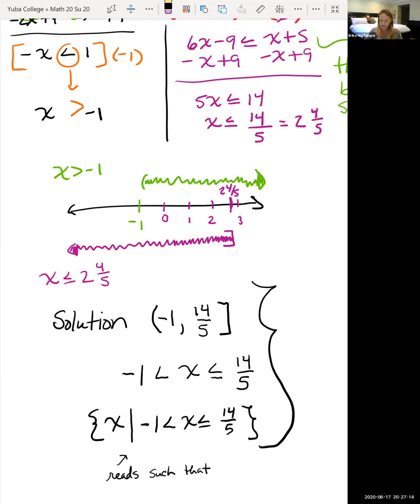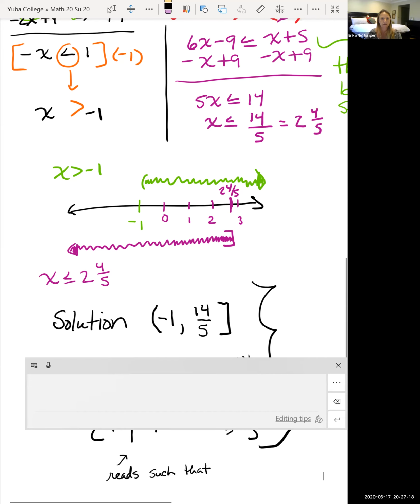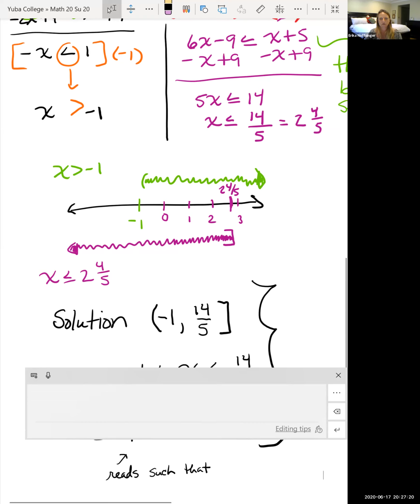Okay, so let's move on. I'm going to just change the page. And we're going to get into absolute values and absolute value equations and absolute value inequalities. Okay, so again, we're looking at absolute value equations and inequalities.